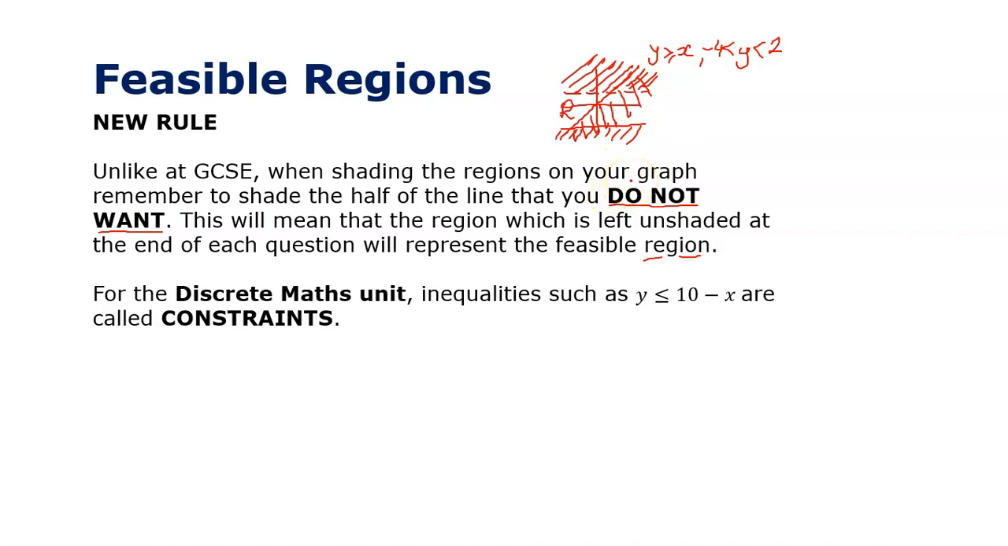So just be aware that inequalities are usually called constraints because they're all to do with real life problems, and you have constraints in real life problems, like how many workers you have for a job, or how many grams of cheese you have when making a pizza, or something like this. So constraints are effectively inequalities.